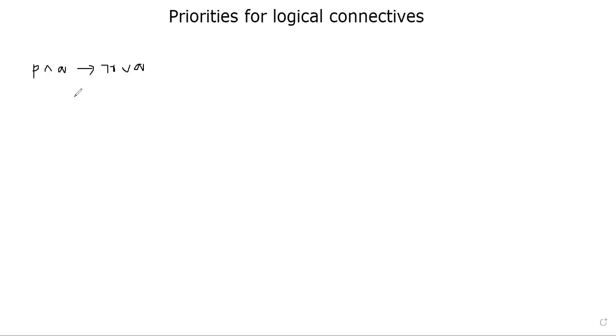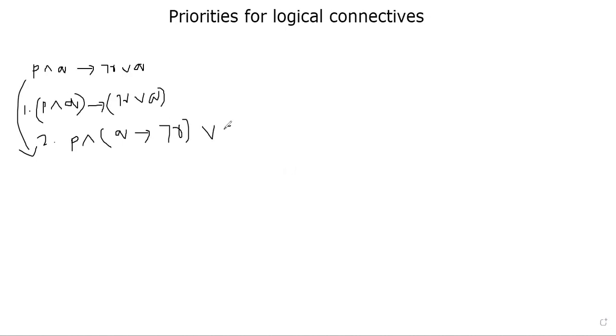So this is the proposition. One possibility to read it is like this: P and Q in one group, right? Not P or Q in another group, and implies. This is one possibility. Another possibility you can interpret is this: you assume P and you open a bracket, Q implies not P or Q. So two ambiguous ways of interpreting the original proposition. This is the original proposition, and these two are different ways of interpreting it.